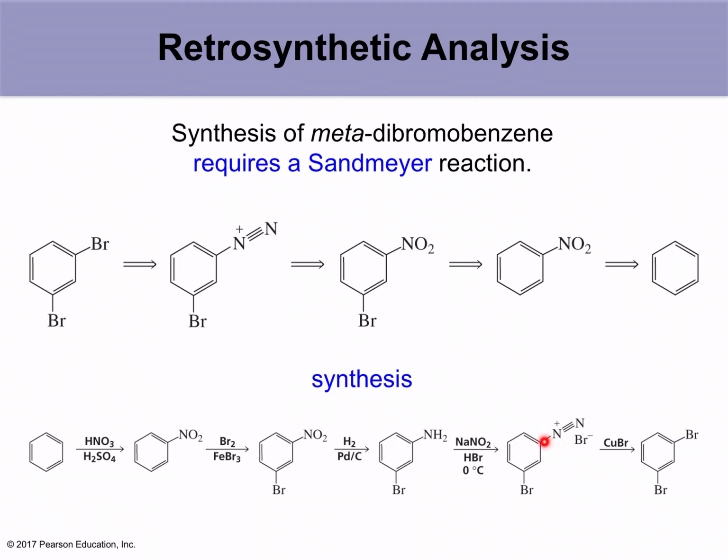Now we need to turn this into a bromo group by using copper bromide, the Sandmeyer reaction. You can replace the diazonium salt with bromine. Okay, so that gives us meta-dibromobenzene.